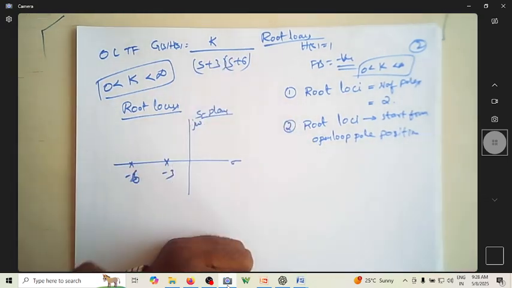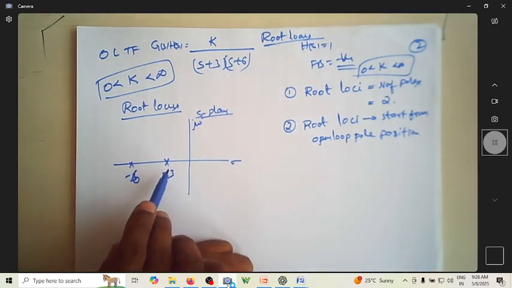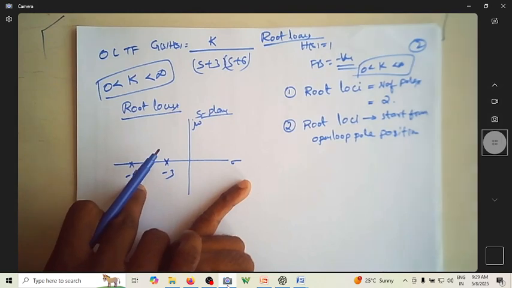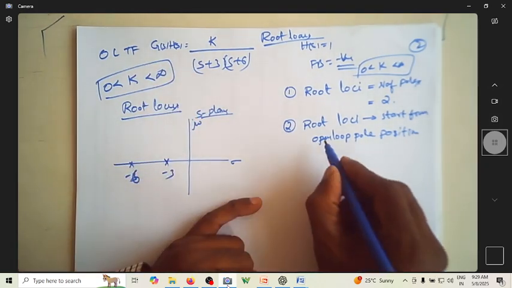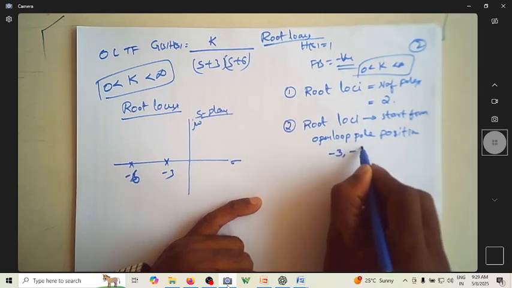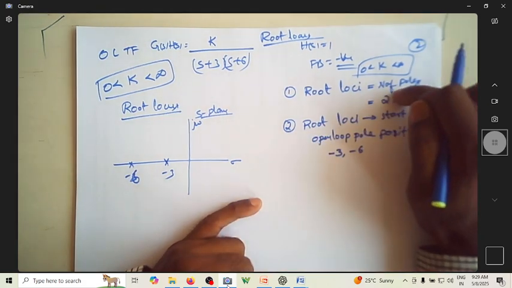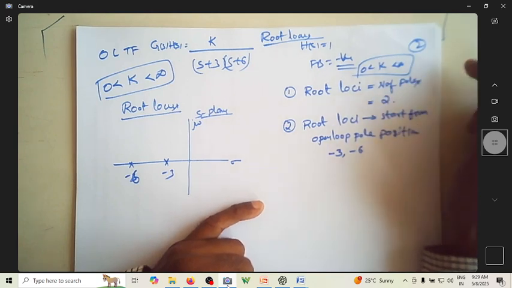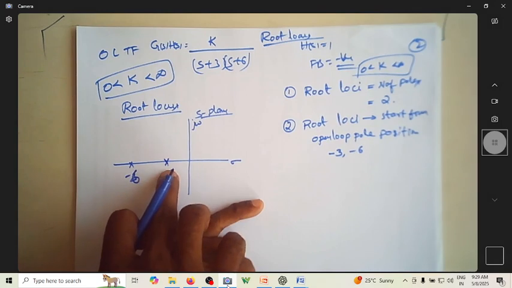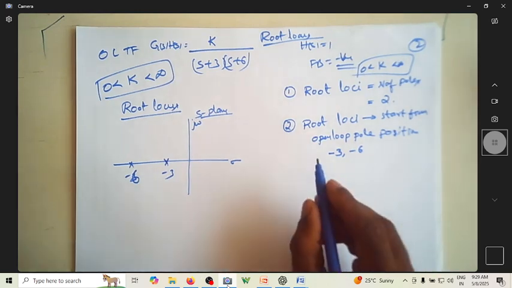So what is the open loop pole position of this particular thing? Open loop poles are at -3 and -6 when the loop is open. So it will start from -3 and -6. Of course, we know that there are two root loci, and the starting point is the open loop pole position, which is at -3 and -6. So this is the starting point of root loci.